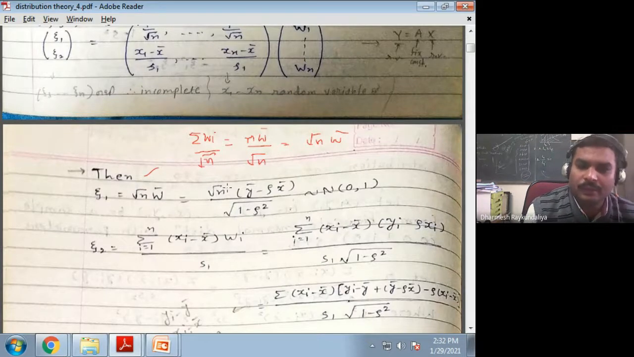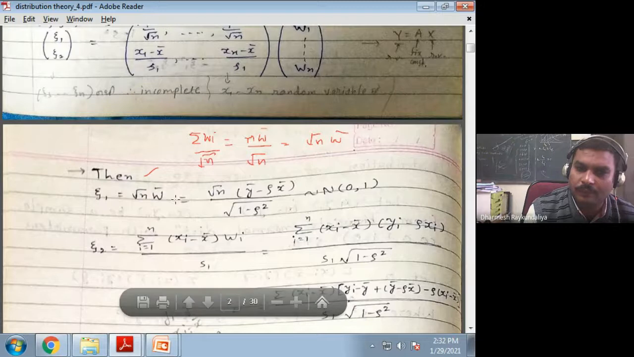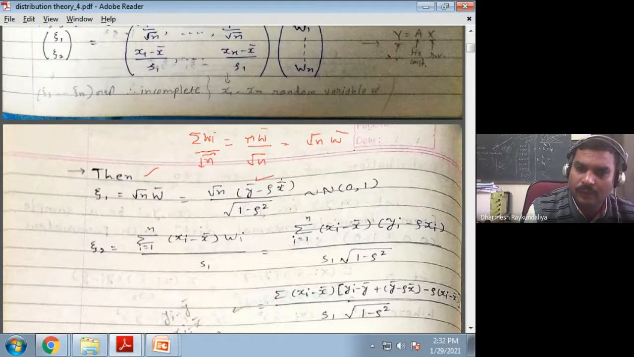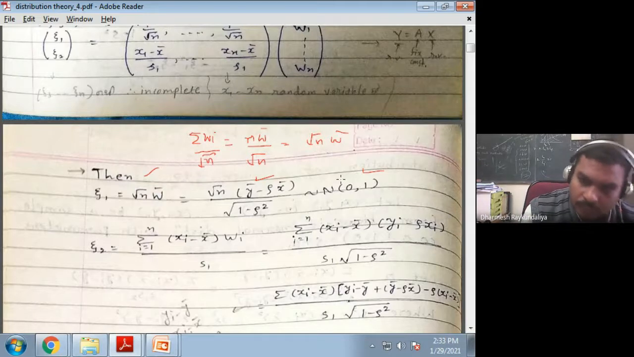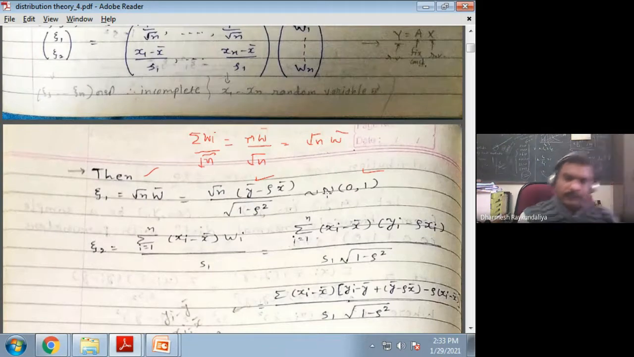But what is w? W is nothing but (yi minus rho xi) upon square root of 1 minus rho square. So if you take the bar, it is (y bar minus rho x bar) upon root 1 minus rho square, and this is normal 0, 1. Because if you take the orthogonal transformation, there should not be any change in the mean and variance. It is a linear transformation.